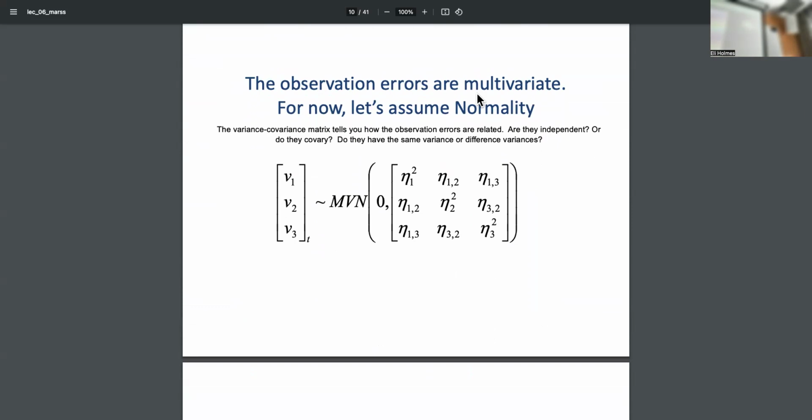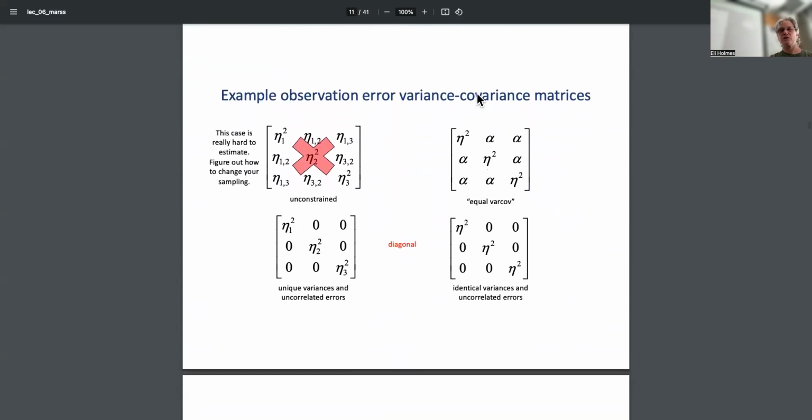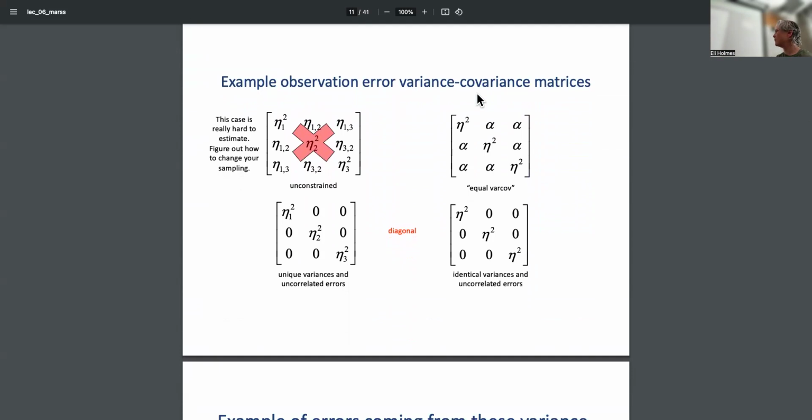This is what those errors look like. They're multivariate normal, and we have some variance covariance matrix. The structure of that matrix says something about how we think the measurements are related. If the variance covariance matrix is diagonal, we're saying these observations are uncorrelated with each other. If the error in location 1 is especially high, it doesn't mean that the error in location 2 would be high. So they're independent of each other.